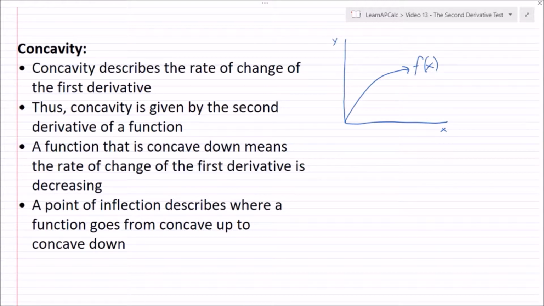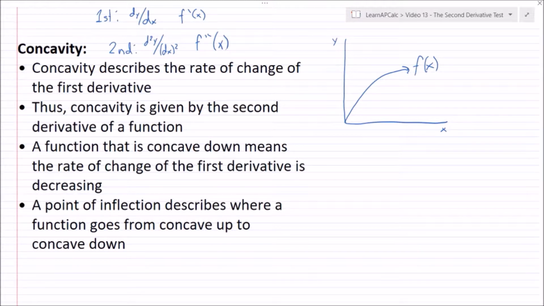Now note that our first derivative is written normally as dy dx. Our second derivative is written as d squared y dx squared, or this can also be written as f double prime of x. A lot of times you'll see it without the parentheses, but I think that this makes it less ambiguous. So that's just a quick note about notation.